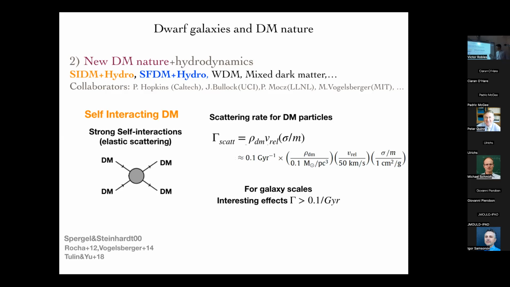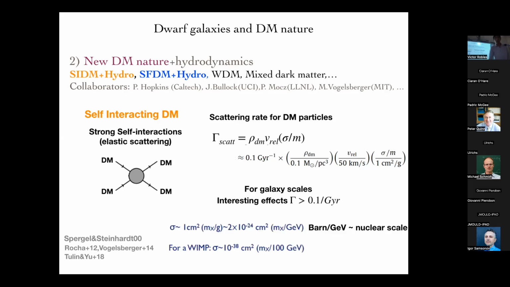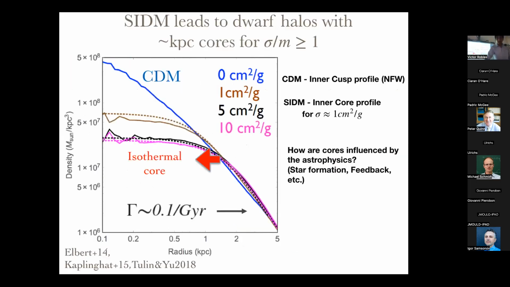If you plug in the dwarf galaxy scale numbers, you roughly come up with a sigma over m of order 1 centimeter squared per gram. That's where you start having some interesting effects on dwarf galaxy scales. Just to give you a sense, the cross-section we're talking about with this type of dark matter model is on the order of nuclear scale. If you compare that to cold dark matter, the standard WIMP, this is orders of magnitude stronger, as the other one is more in the weak scale. So this is actually quite different.